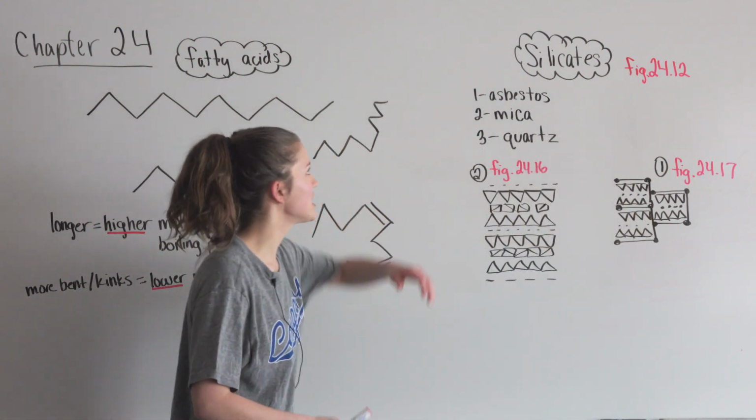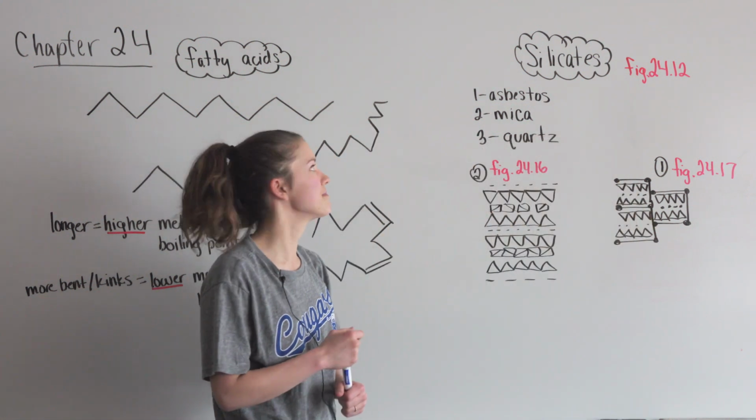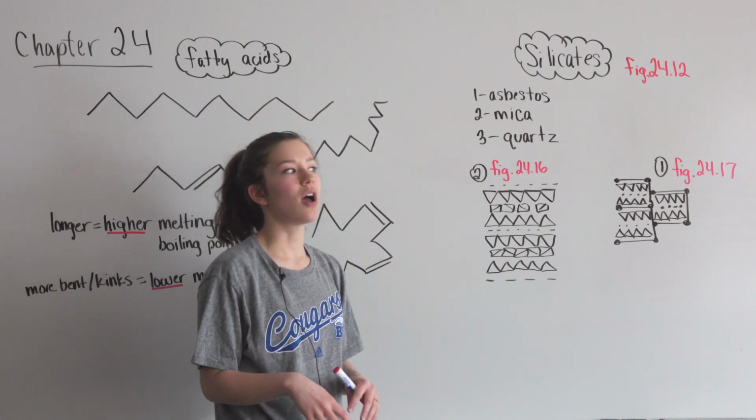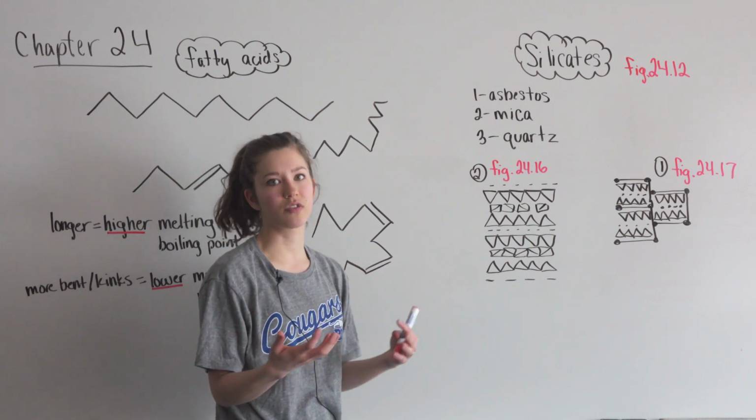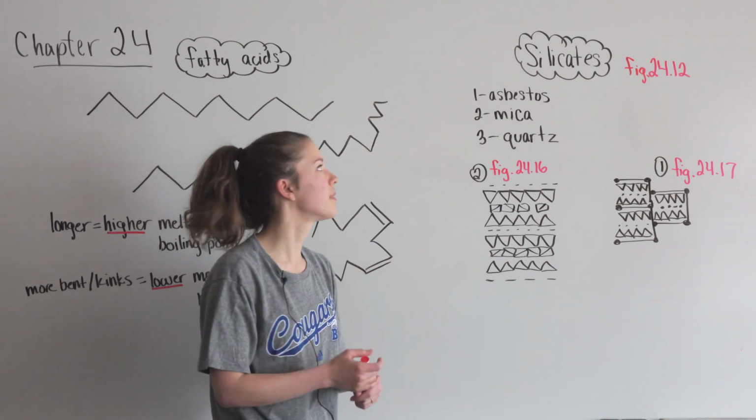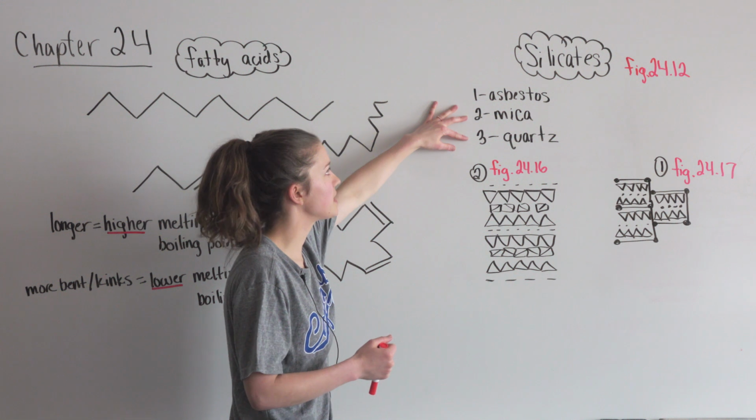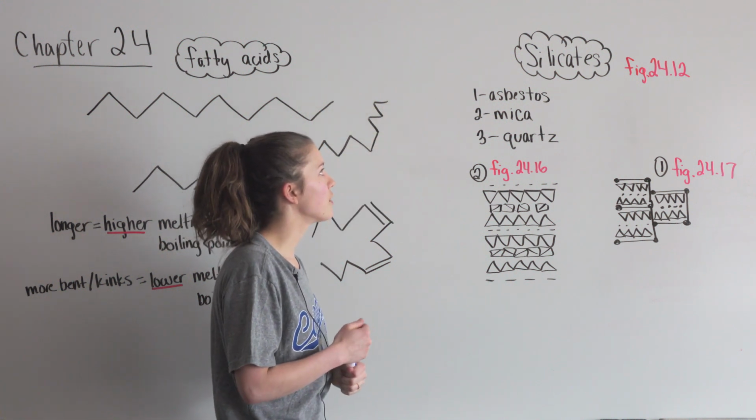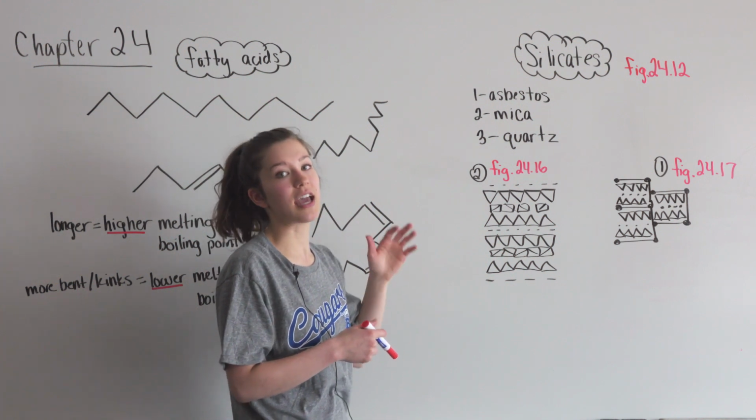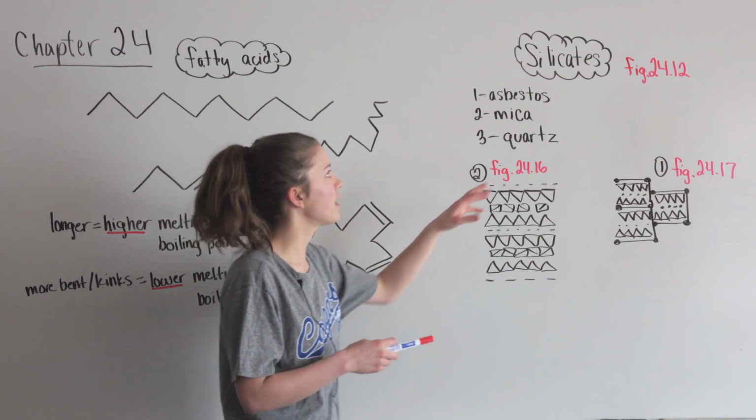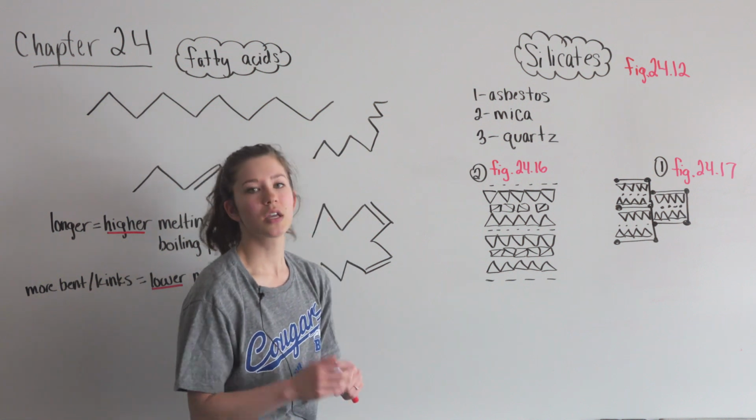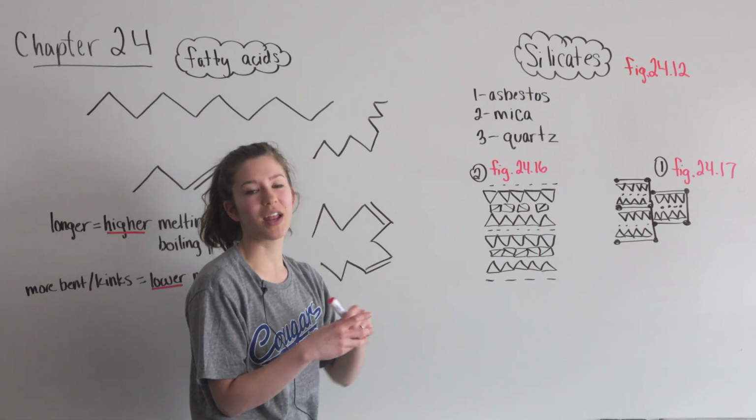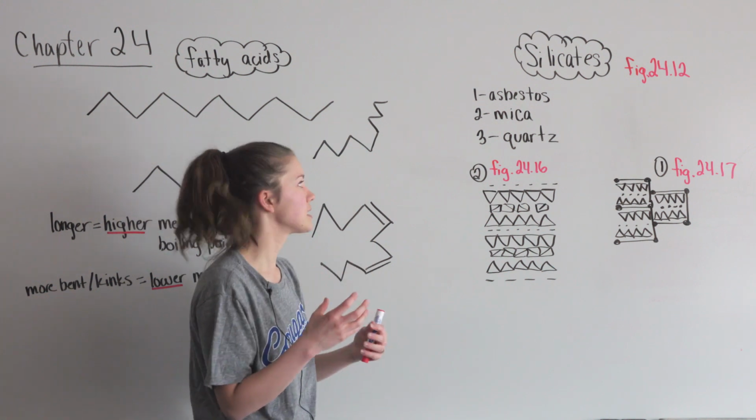Okay, now this is the second example, silicates. This is another example of how the atomic structure creates these physical characteristics that we can see with our eyes. So three silicates that we talk about is asbestos, mica, and quartz. And from the picture, you need to identify that asbestos, from figure 24.12, you'll see that picture. Asbestos is metal, but it breaks off in these strings.